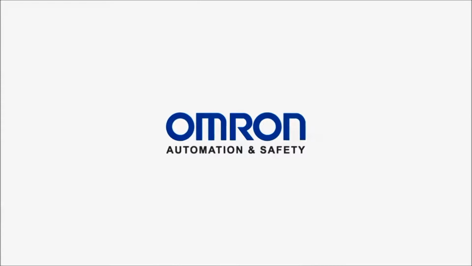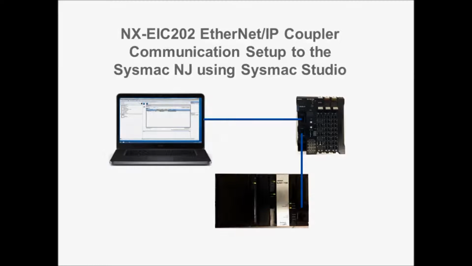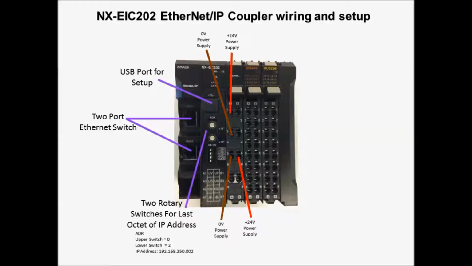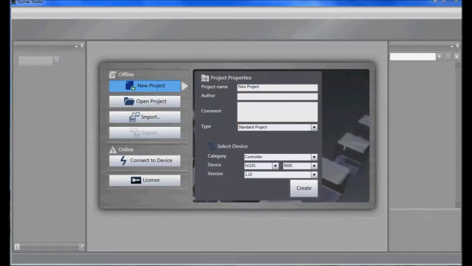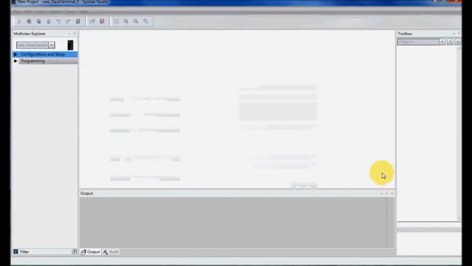Today I'm going to be showing you how to connect the NX EIC202 Ethernet IP coupler to the Sysmac NJ using Sysmac Studio. The hardware I have consists of an NJ controller along with an NX EIC202 Ethernet IP coupler. I've opened up Sysmac Studio and I'll select the Ethernet IP slave terminal and click on Create.